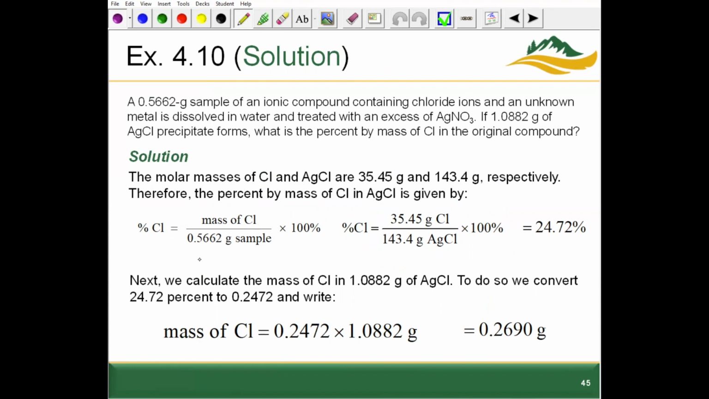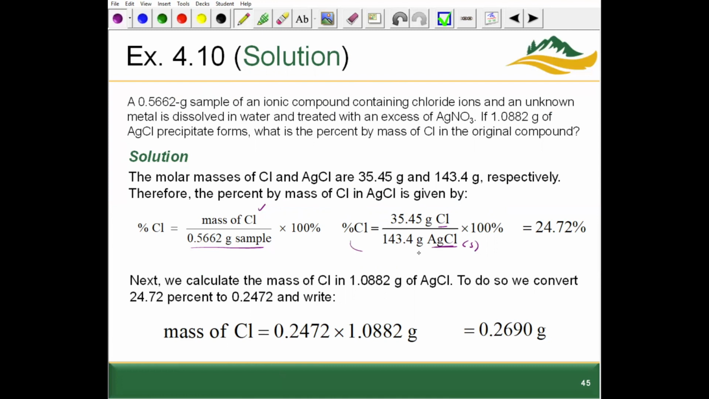So at this point, we do know the mass of the original sample that contained Cl minus. We don't know the mass of Cl, but we do have this connection between the Cl from our unknown going into forming this total precipitate of silver chloride.